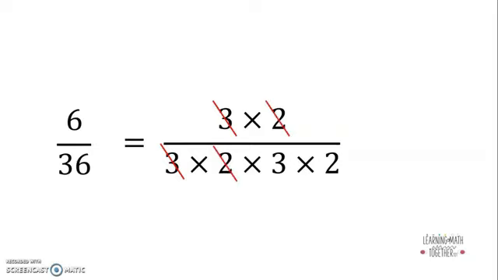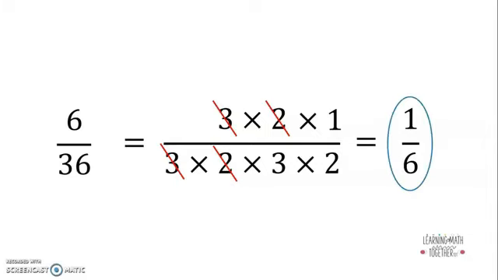But hey, look at our numerator. Nothing has left in there. But always remember we can write 1 there, because 1 is always a factor of any number. By simplifying this, we are left with 1 in the numerator and 6 in the denominator. Therefore, the simplified answer of 6/36 is 1/6.